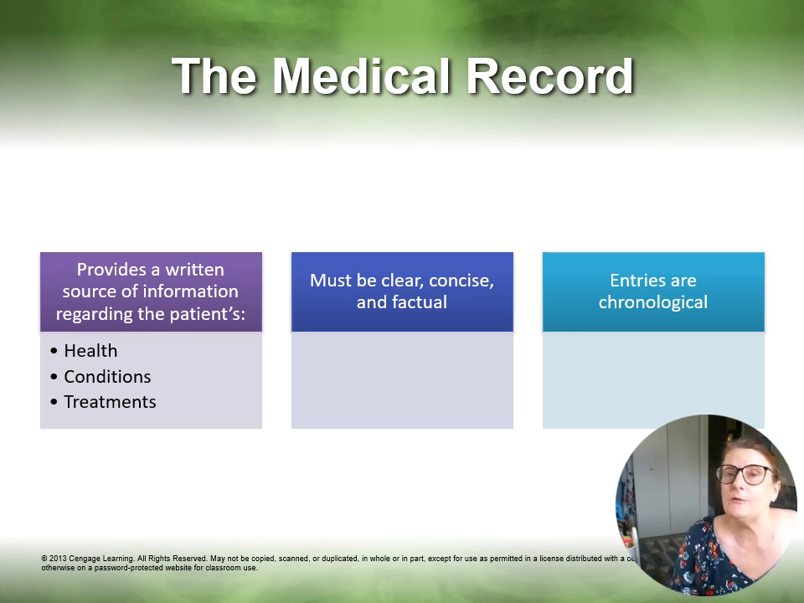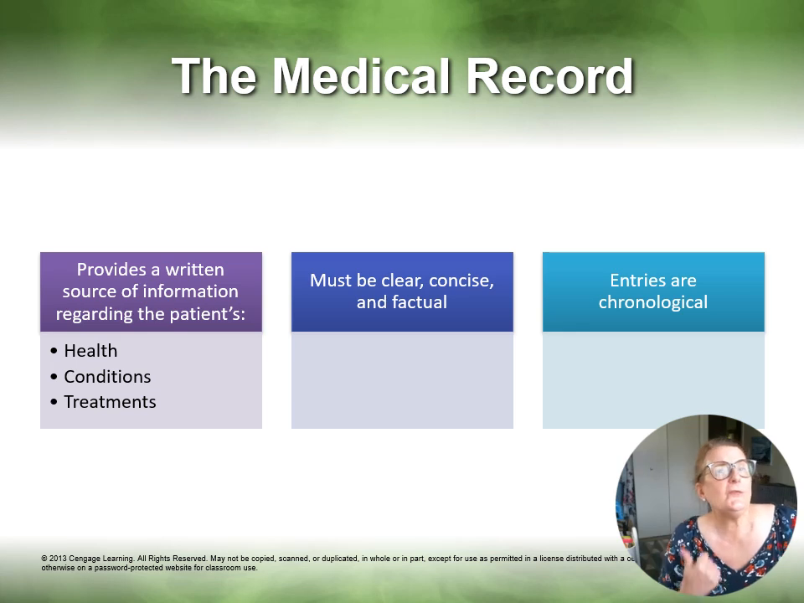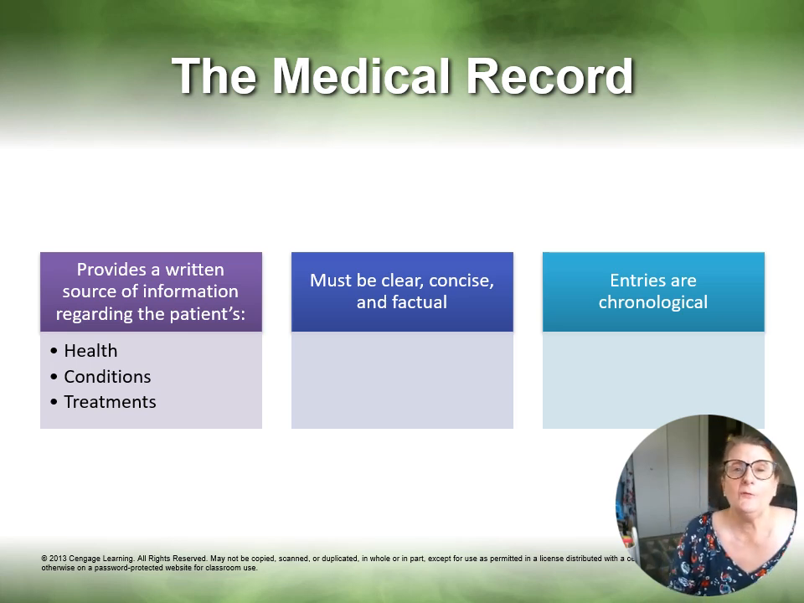It is a legal document and it provides a written source of information regarding the patient's health, all of their conditions, and any treatments and what happened during those treatments. You need to make sure that you record the facts, that you're clear, and that you're concise. And entries should be in order. So progress notes should go in order. You should document either during your treatment or immediately after. If you let it wait too long, you won't remember what happened.